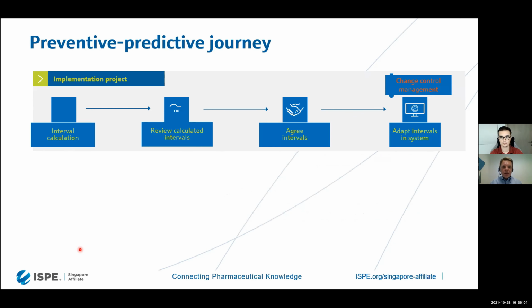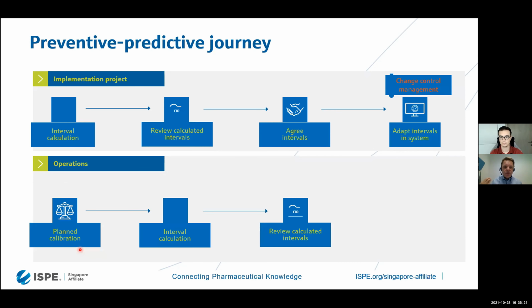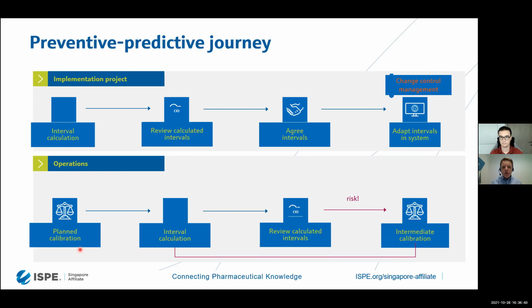One way to do that is to use the preventive-predictive approach to this cycle. We set up the calibration interval, we periodically review the intervals, we agree on them, we adopt them in the system, and that is during the implementation project. Now, when it comes to the operation, after calibration is done, the optimal interval is automatically recalculated, and then it is reviewed with us and with the customer and with the production, whether we can extend it or shorten it, or it should stay as it is now. And this is a repeatable cycle in order to reduce the risk and reduce the cost.